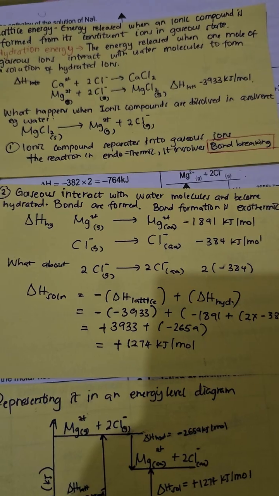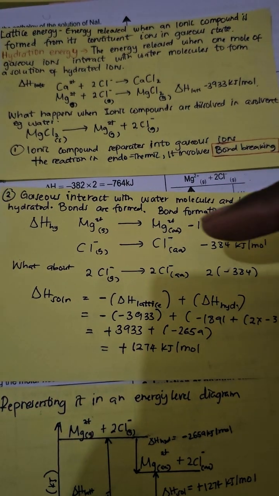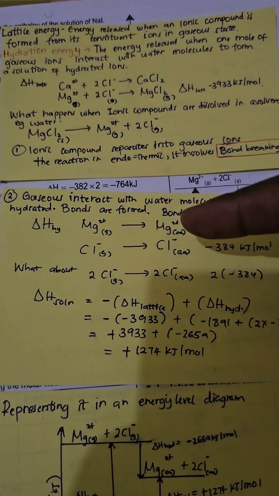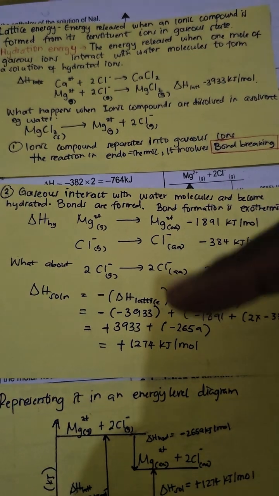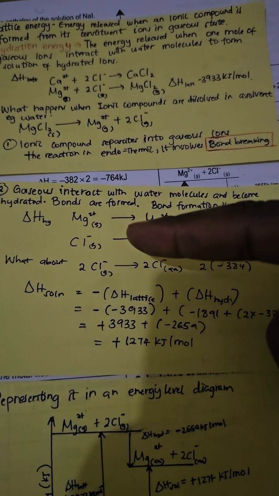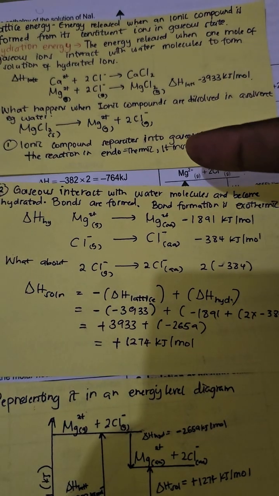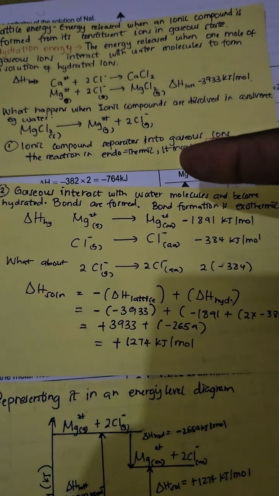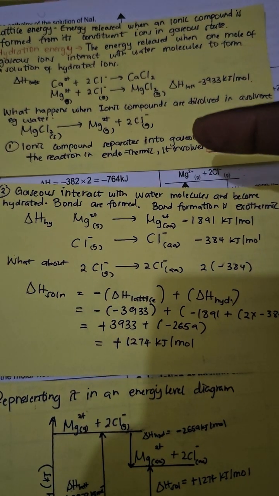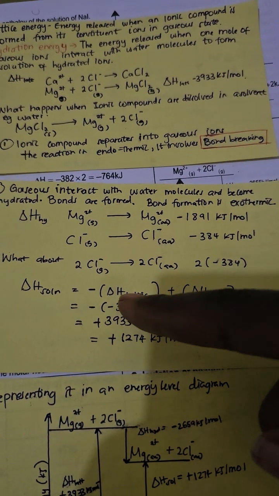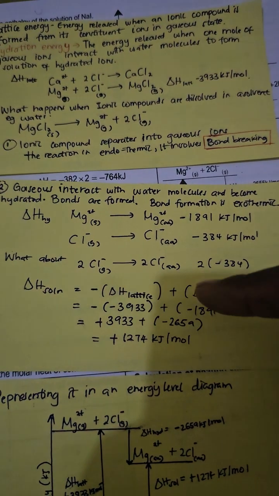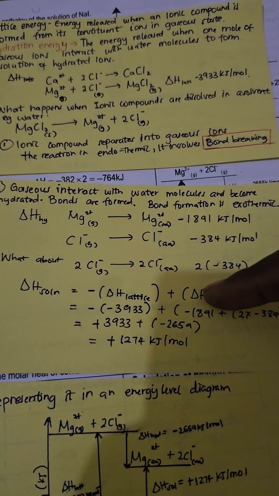It just comes from the basic understanding that when magnesium chloride is dissolved in water, the first thing that happens, it will separate into its gaseous ions. Next, remember this one, when it separates, it's bond breaking. So the reaction is what? Endothermic. Heat is being absorbed into the system. It is the opposite of the lattice. That is why it is called the negative of the lattice plus hydration energy.